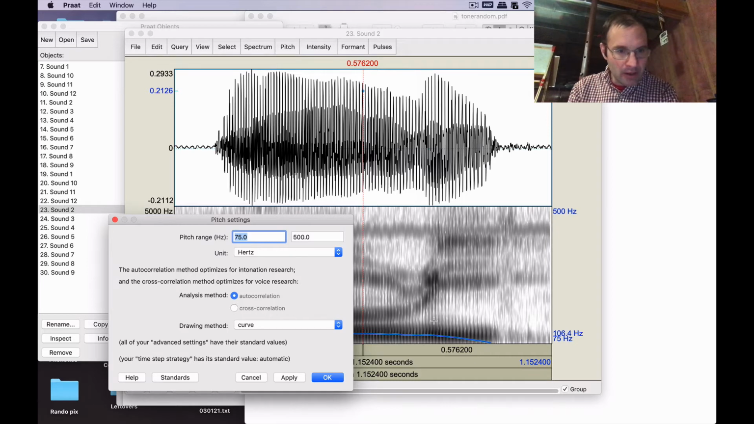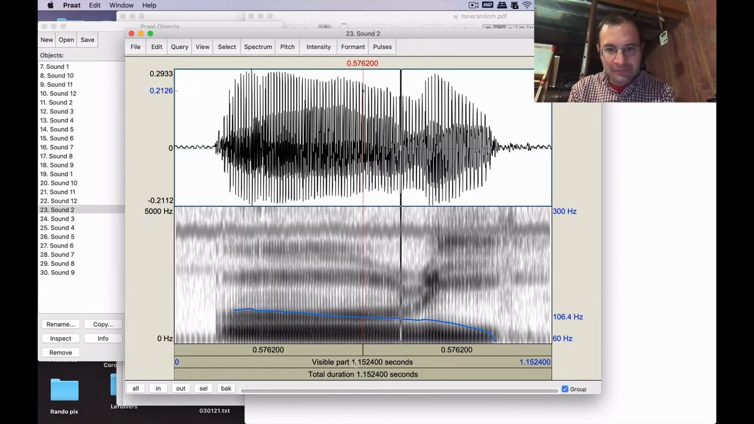These are set for 75 hertz on the low end and 500 on the high end. Most male speakers won't go up quite that high to 500 hertz in tokens like this. So you could constrain it a bit at the top end by reducing the highest level to 300. And maybe we'll lower it a bit at the low end, go to 60.